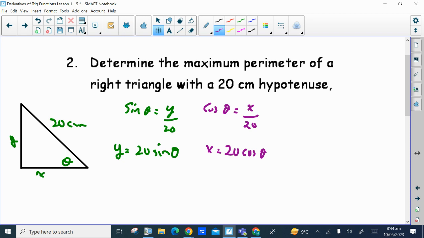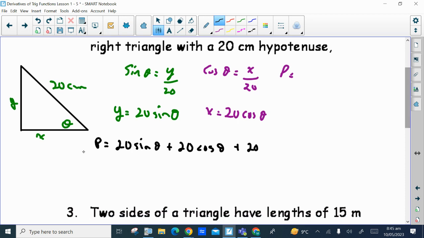So now we can write an expression for the perimeter in terms of a single variable, and that would be theta. The perimeter will be 20 sine theta, let's write it down here just so we have more room, plus 20 cos theta plus 20. There's an expression for the perimeter. And we want to find out the value of theta that will make this a maximum.